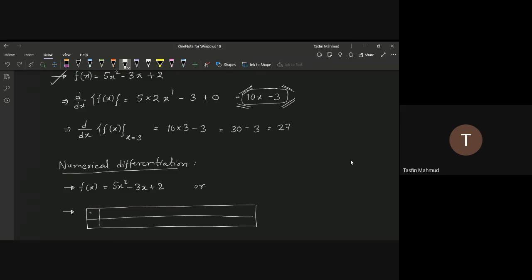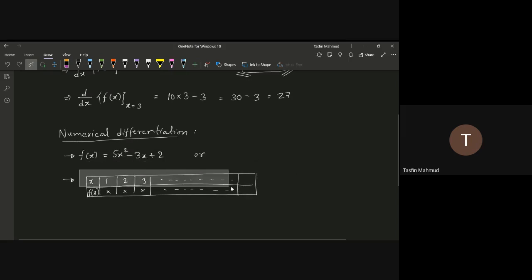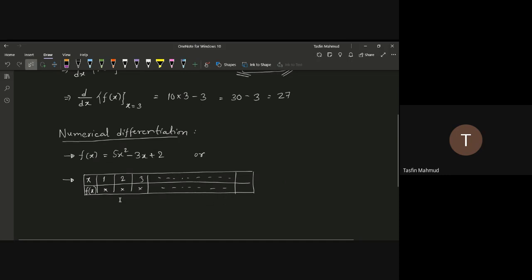So let's assume we have been given x and the corresponding value of the function f of x. Okay, so some values are given, like for x equals 1 the function value is given, or x equals 2 the function value is given, and so on. So for the numerical approach, we can have either of these: we can have an expression of the function, or we may have been given a data table of x and f of x.